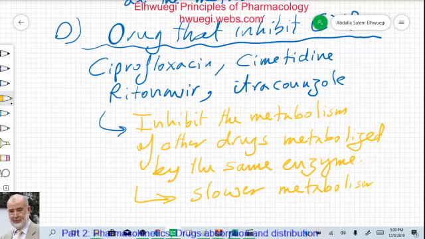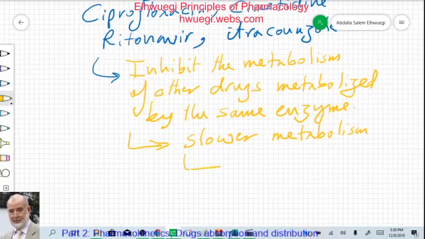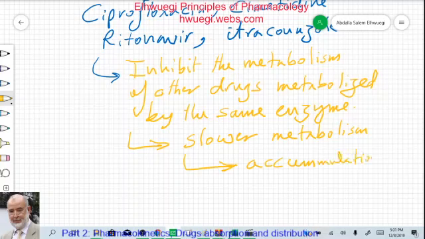That means these drugs will accumulate in the body, producing toxicity. This is a very famous drug-drug interaction. So some drugs inhibit cytochrome P450, therefore they might inhibit the metabolism of drugs which are metabolized by cytochrome P450, and this will produce toxicity.